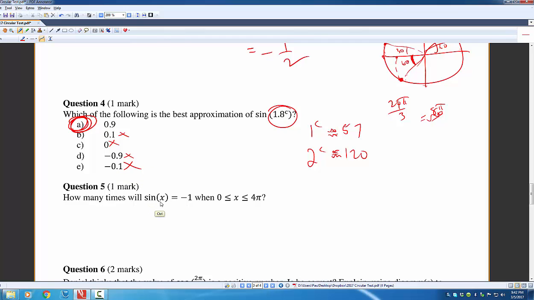Right, how many times will sine of x equal -1 over this domain between 0 and 4 pi? Okay, so here's 0, that's 2 pi, that's 4 pi. So we're basically working out how many times in 2 revolutions sine is -1. So where's sine -1? It's here. So in going around, we hit it once on the first time round and once on the second time round. 2.